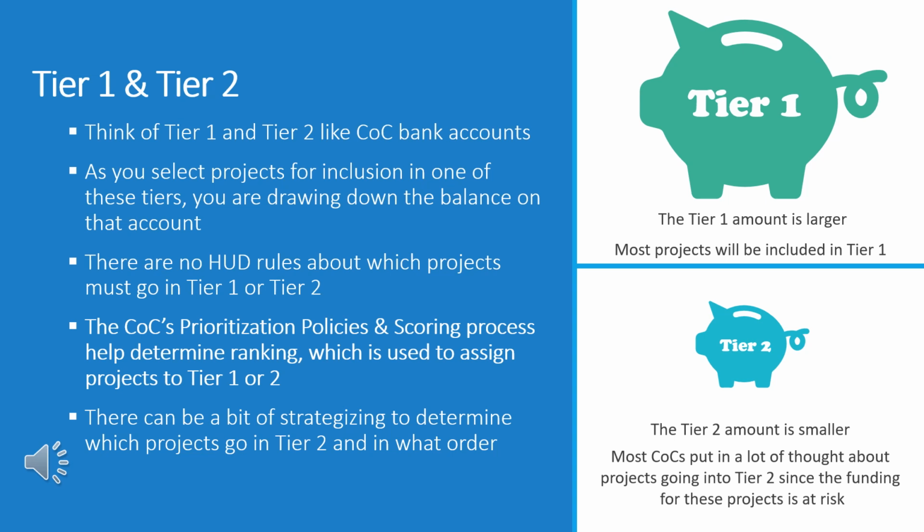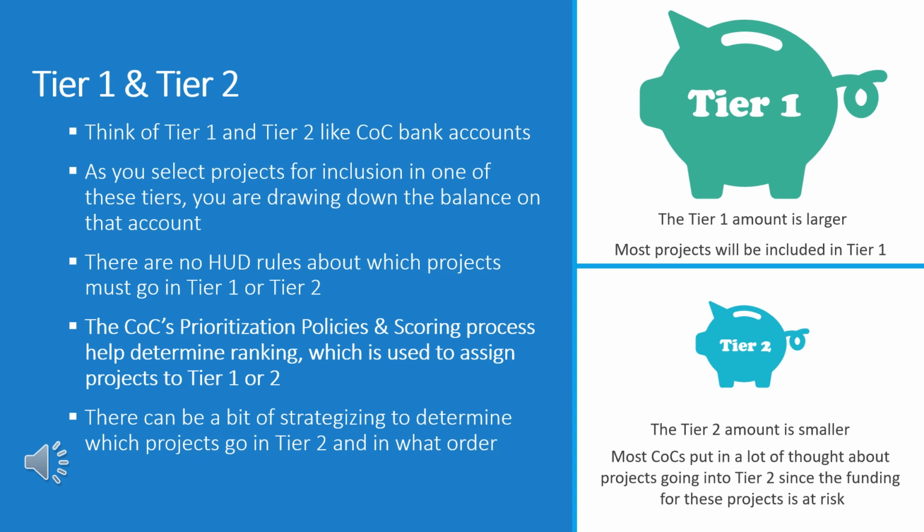Let's continue our discussion of Tier 1 and Tier 2. You can think of Tier 1 and Tier 2 like CoC bank accounts. As you select projects for inclusion in one of these tiers, you are drawing down the balance on that account. The Tier 1 amount is larger, and most projects will be included in Tier 1. The Tier 2 amount is smaller.